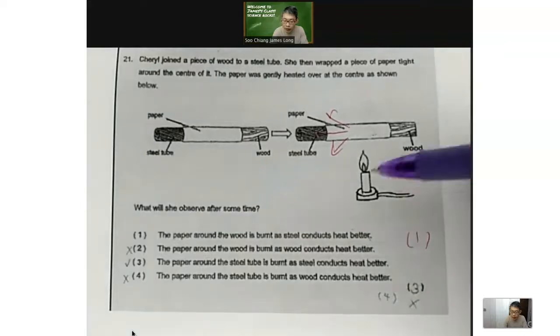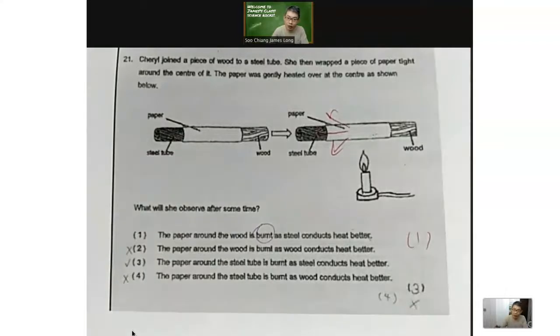Alright? So the paper around the wood becomes burnt rather than around the steel. But as I mentioned, this one cannot work because this is a piece of paper. If you've ever seen a paper burn, or you ever burned a piece of paper, you know the whole piece will just burn in seconds, no matter what you put underneath it.